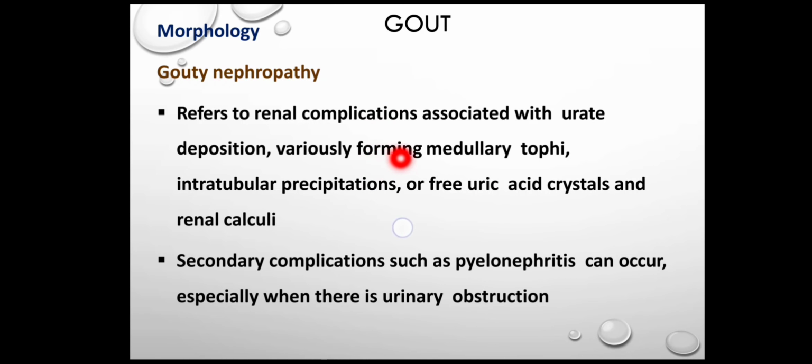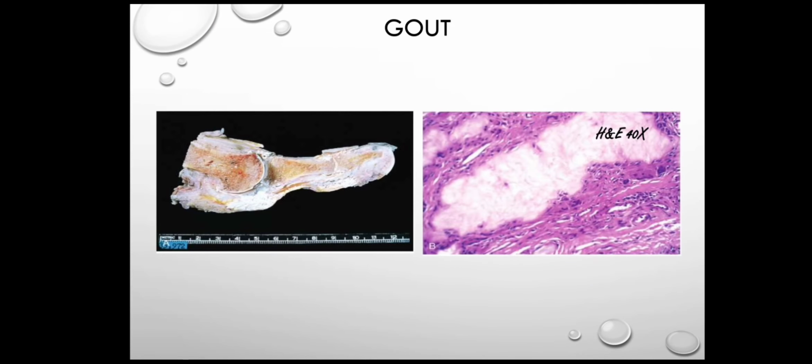Gouty nephropathy refers to renal complication associated with urate deposition variously from medullary tophi, intratubular precipitations of free uric acid crystals and renal calculi. Secondary complications are pyelonephritis and urinary obstruction. So now this is a picture showing amputated great toe with the white tophi. So this is a white tophi deposit involving the joint and the soft tissues as well.